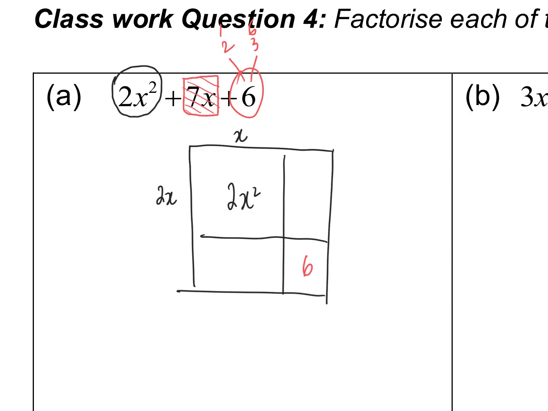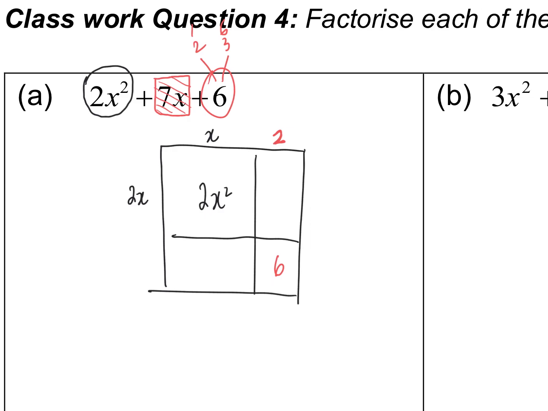But if I put 1 and 6, I might end up having a bigger number, 8. Okay, so if you can see here, if I put 3 here... what? Okay, cannot put 3. I must put 2 here. If I put 2 here, this piece becomes 4x. If I put 3 here, this piece becomes 3x. Then can you see I can get 7 now?